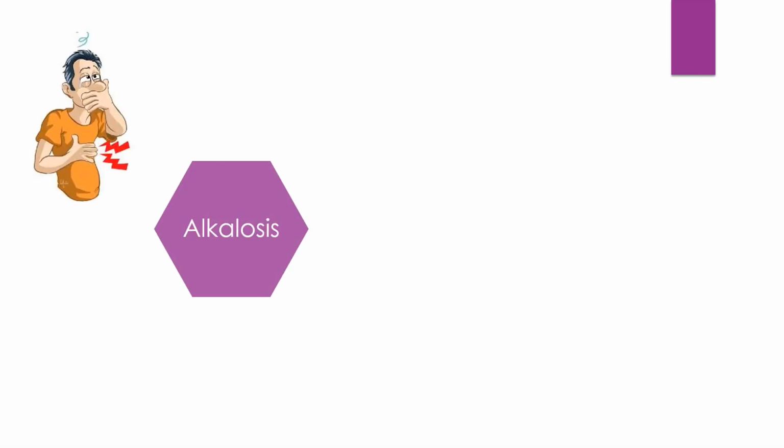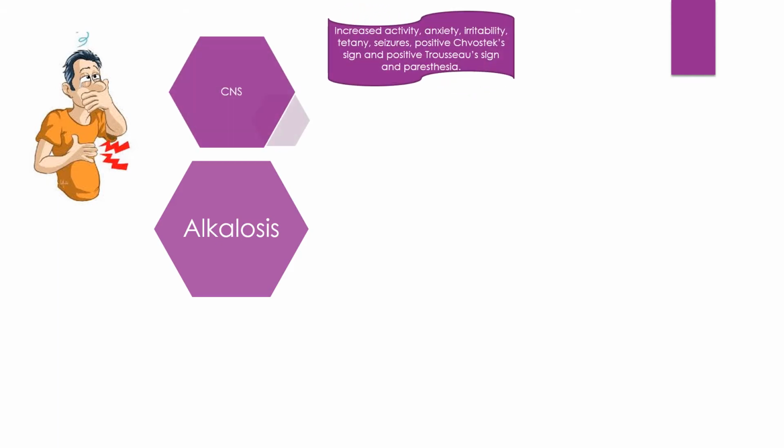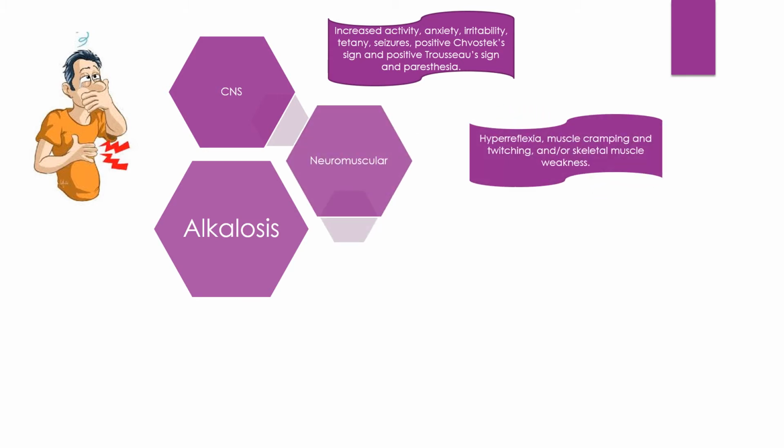Okay, we're going to talk a little bit more about alkalosis. Remember that clinical manifestations are the same for metabolic and respiratory alkalosis. In the CNS, the patient will exhibit increased activity, anxiety, irritability, tetany, seizures, positive Chvostek's sign and positive Trousseau's sign, and paresthesia. In the neuromuscular system, the patient may exhibit hyperreflexia, muscle cramping and twitching, and/or skeletal muscle weakness.